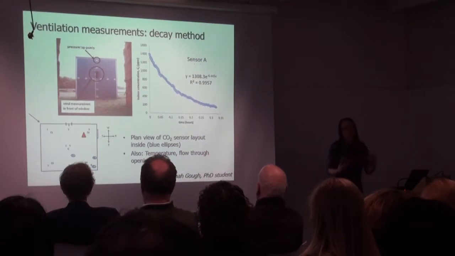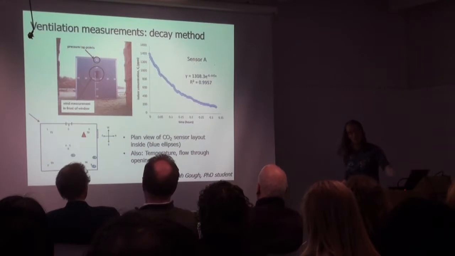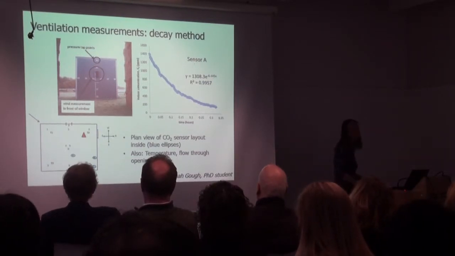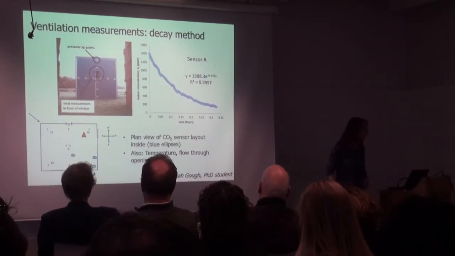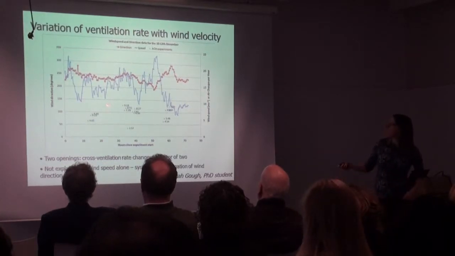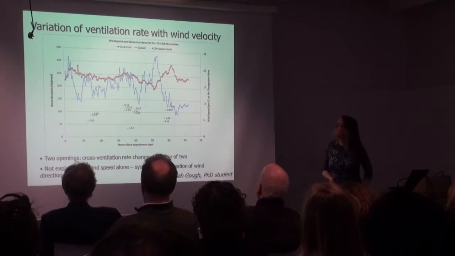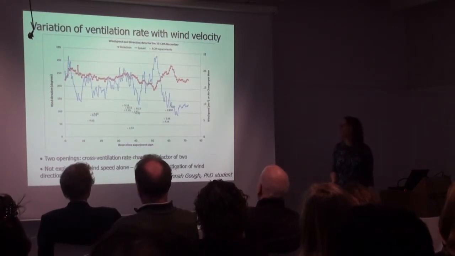But that's the methodology. How does the ventilation rate change when you've got these great big turbulent eddies driving winds coming out the cube, and when the pattern changes because the wind direction changes, is that going to have an impact? So it's a wee bit busy, but what we were interested in was seeing the variation of ventilation rate with wind velocity, so the speed of wind and the direction.